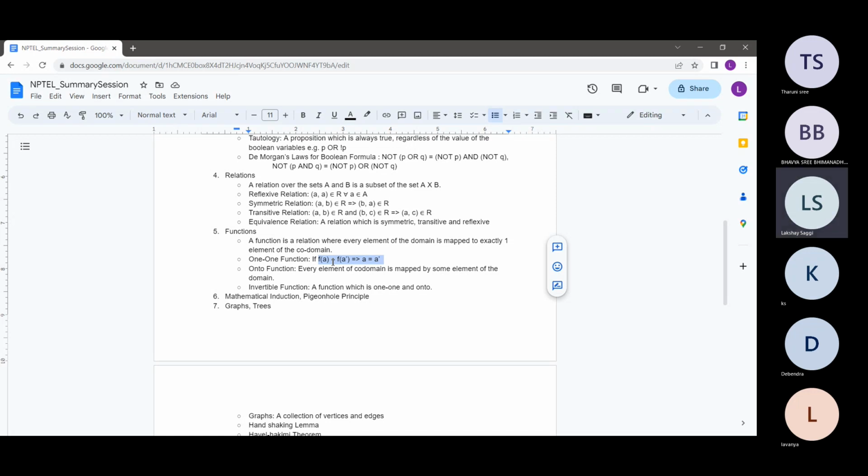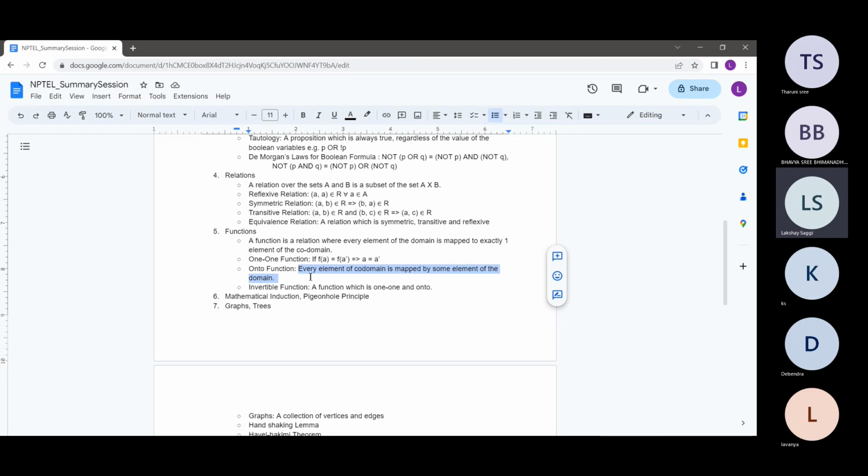So I hope you guys understand what I'm trying to say. So a one-one function is intuitively just a function where every distinct value of the domain should be mapped to distinct values of the codomain. Yeah. And then comes what's an onto function. So an onto function is a function where every element of the codomain is mapped by some element of the domain. Or maybe some people like to say that every element of the codomain has a pre-image. So that's also the same thing.